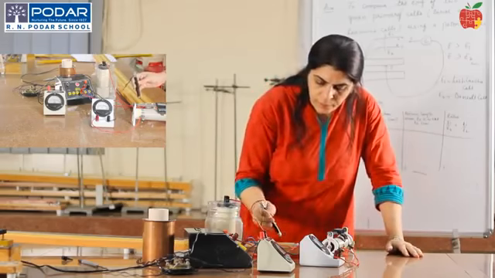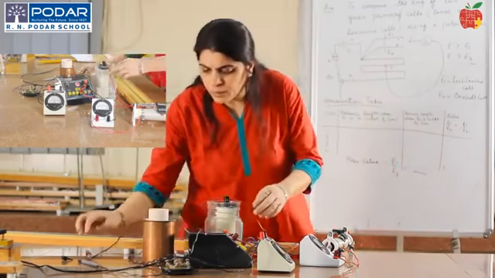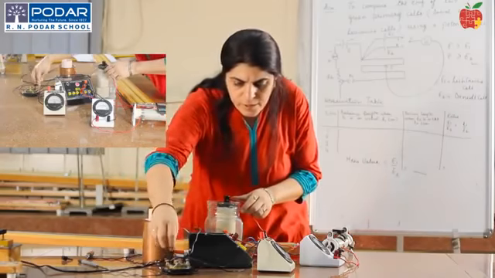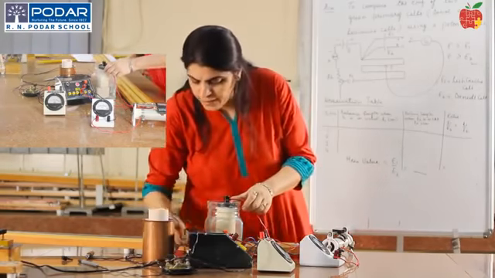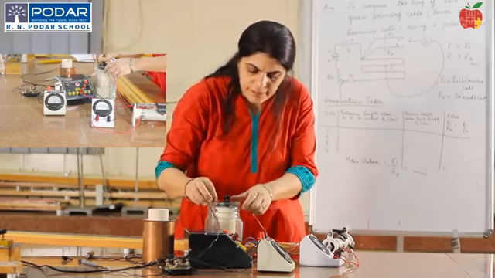What we do is, with the help of a jockey, insert the Leclanché cell in a circuit. Can you see the key here? I put the Leclanché cell in a circuit now.